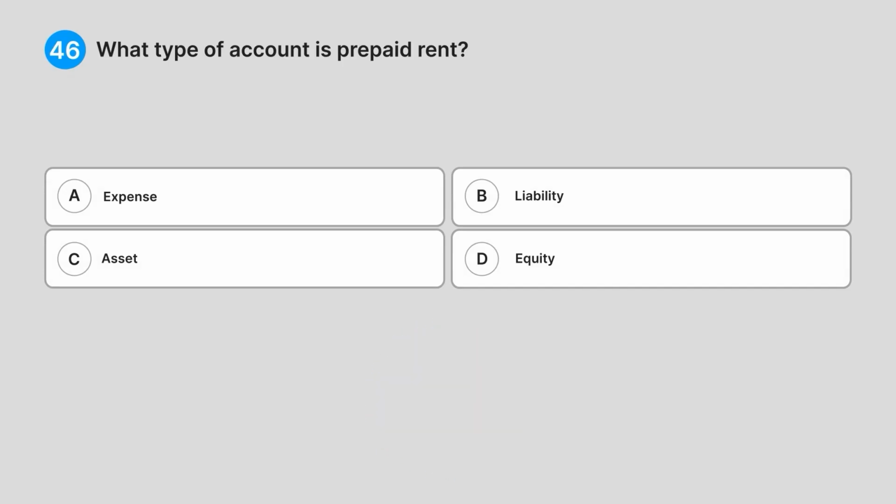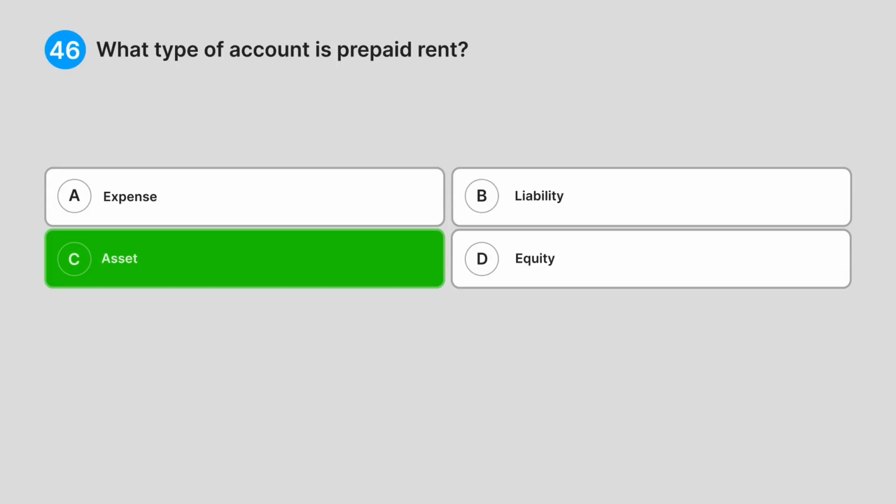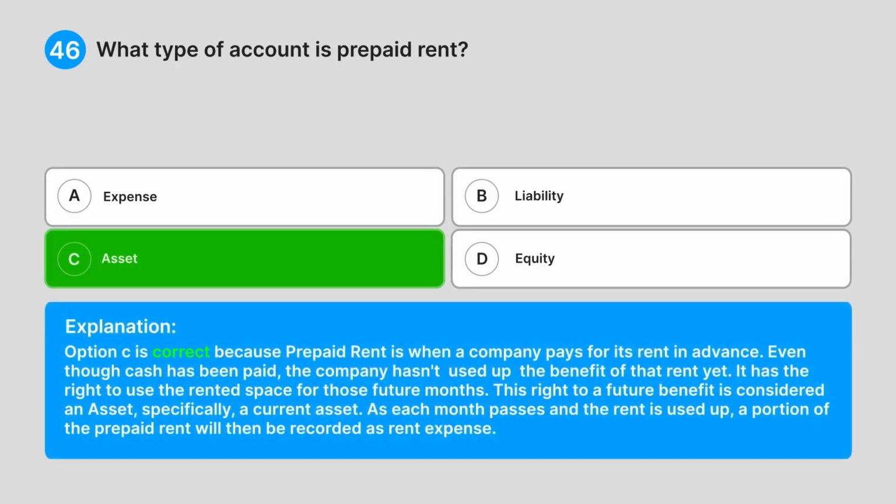Correct answer. C. Asset. Explanation. Option C is correct because prepaid rent is when a company pays for its rent in advance. Even though cash has been paid, the company hasn't used up the benefit of that rent yet. It has the right to use the rented space for those future months. This right to a future benefit is considered an asset, specifically a current asset.